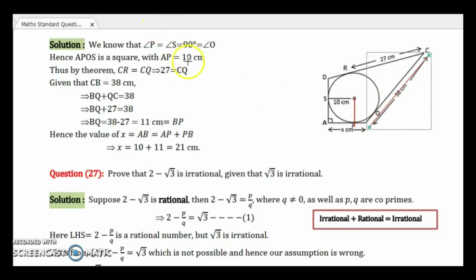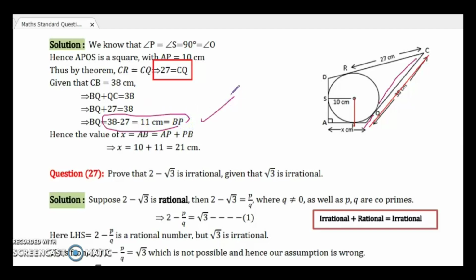But what is given in the problem here? CQ is 27 centimeter. See here, CB is going to be 38. What is CQ? CQ is going to be 27. Therefore, what is the value of BQ? The value of BQ is going to be 38 minus 27, that is equal to 11.